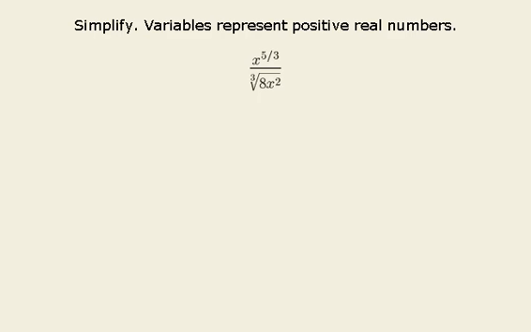Simplify. Variables represent positive real numbers. In this case, the variables represent positive real numbers. We say this before a lot of problems because we're not allowed to take, say, square roots of negative numbers, or fourth roots of negative numbers, or sixth roots of negative numbers. But we can take third roots of a negative number, or seventh roots, or fifth roots, any odd power.